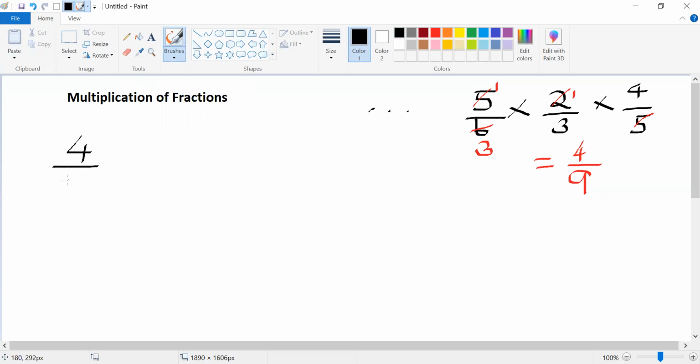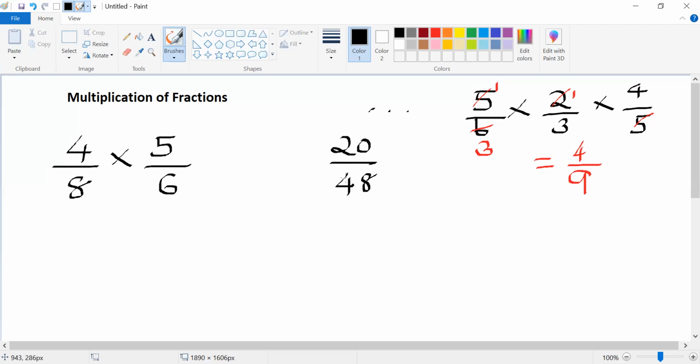Take 4 by 8 into 5 by 6. The answer will be 4 into 5, 20, and 8 into 6, 48. So 20 by 48. If you multiply the numerators and multiply the denominators, you will get the answer. But 20 by 48, you need to bring to lowest form.